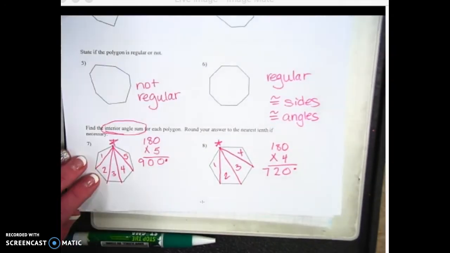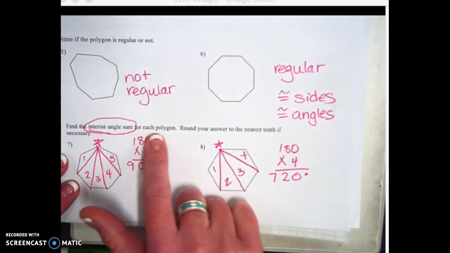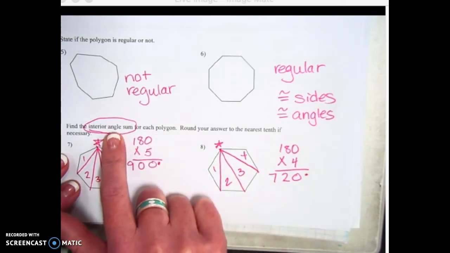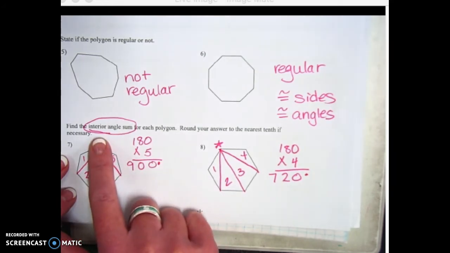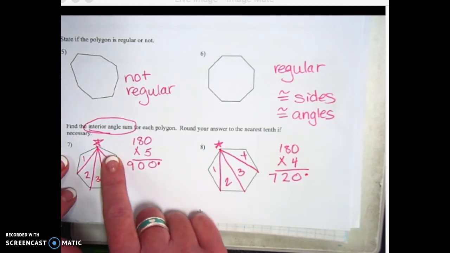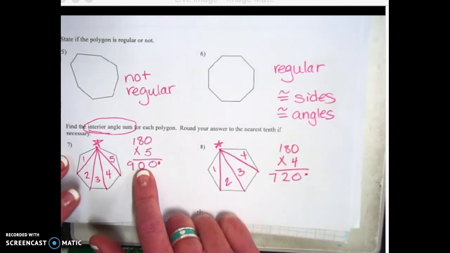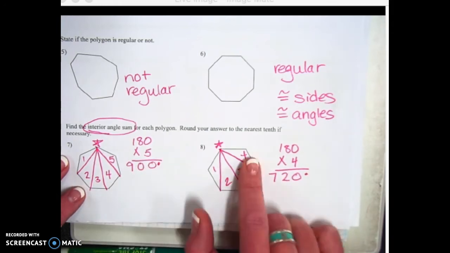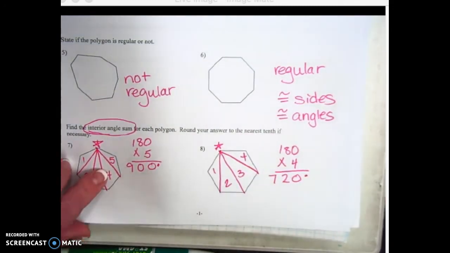Numbers 7 and 8, the directions are asking you to find the interior angle sum for each polygon, so make sure you're in the right column if you're using your chart, and if you need to, round your answer to the nearest tenth. So for the interior angle sum, you want to find out how many triangles are inside of your polygon. Each of those triangles has 180 degrees. So if there's 5 triangles, you multiply by 180, you should get 900 degrees. If there's 4 triangles, multiply that by 180, you should get 720 degrees.